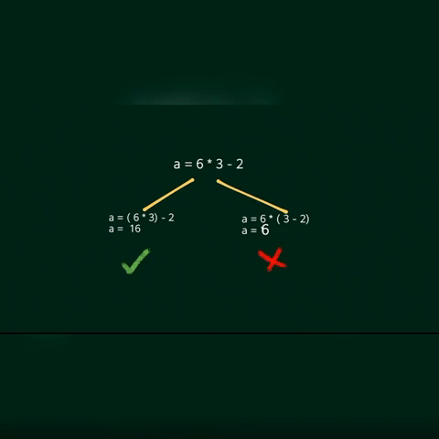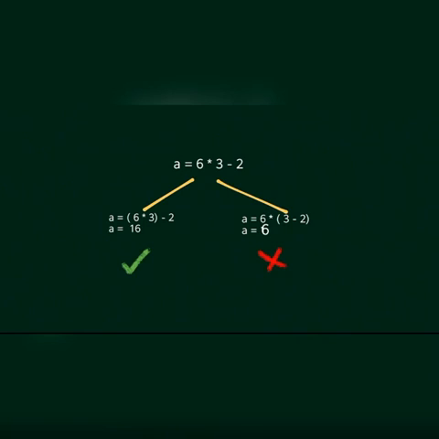Now let's look into an example. Here a is equal to 6 multiplied by 3 and subtracted by 2. This could be done in two ways. First, we multiply 6 and 3 and then subtract 2, so we get the answer 16. Or otherwise, we subtract 2 from 3 and then multiply the answer with 6. The answer is 6.